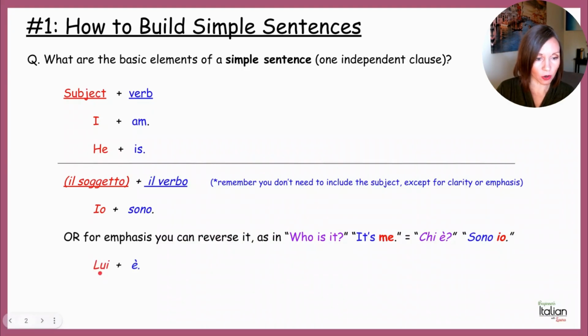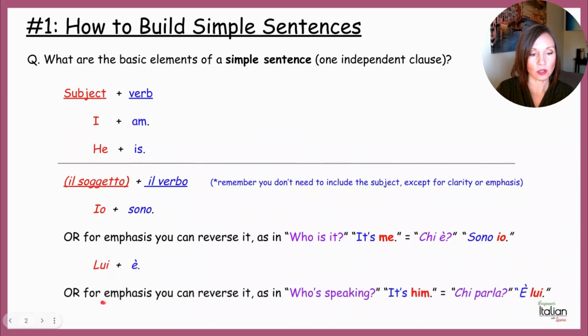And furthermore, for this sentence, lui è, he is. You can also reverse it, as in, who's speaking? It's him. Chi parla è lui. It's him, è lui. And that's a very, very simple way to make a very short statement. That's a basic, simple, short sentence.